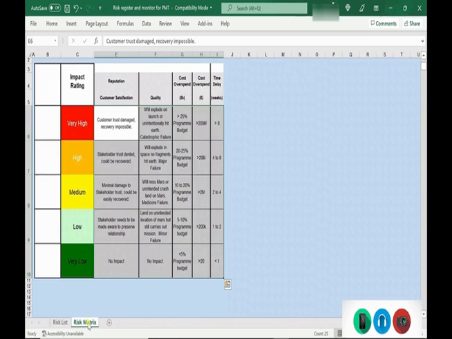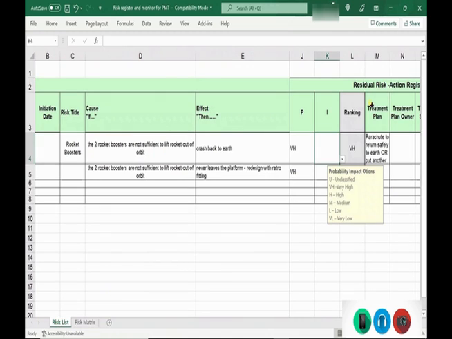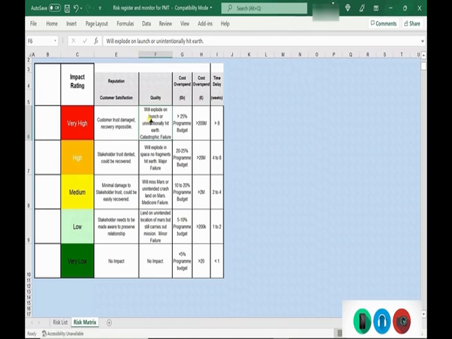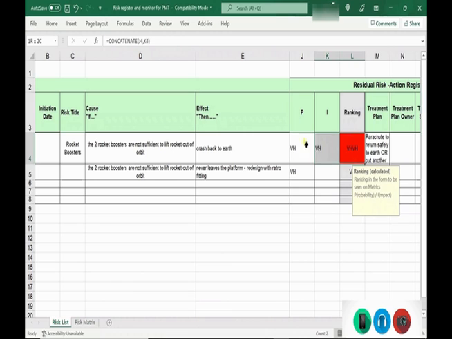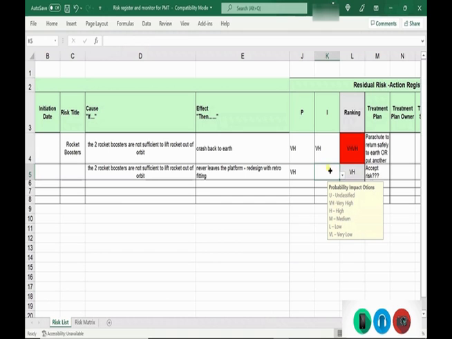Impact. What's the impact of it crash landing back into Earth? Well, it's going to explode or unintentionally hit Earth. There you go. There's a very high impact straight away. So there's no doubting that. No doubting that is what's going to be the cause. So there you go. Very high. Flashing red at you. You should be worried about that risk and you need to do something about it.